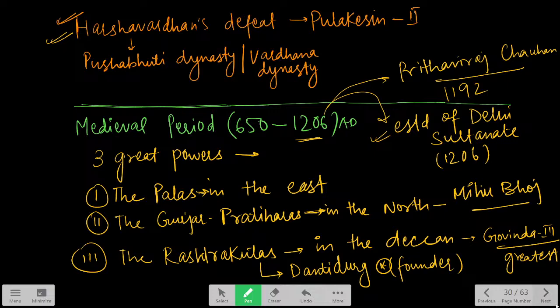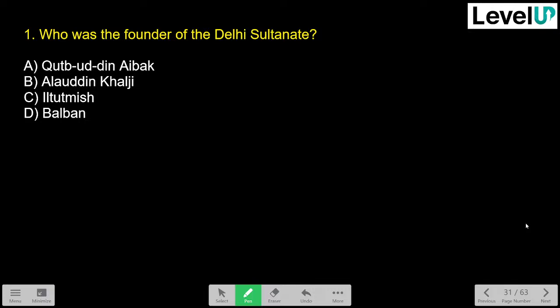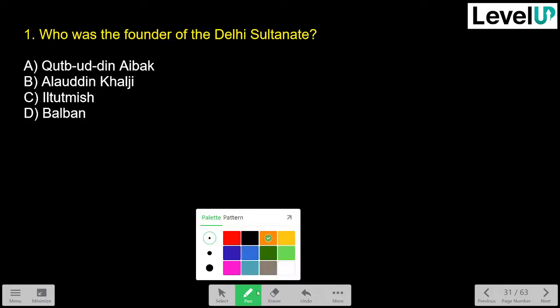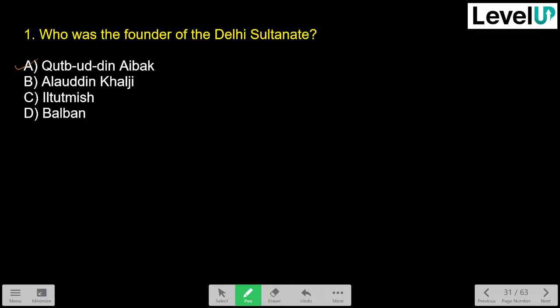Delhi Sultanate established. So now we will do a quick question answer over here. Who was the founder of Delhi Sultanate? I have already answered you. Who established the Delhi Sultanate? It was Kutubuddin Aibak, the first ruler of the Delhi Sultanate.